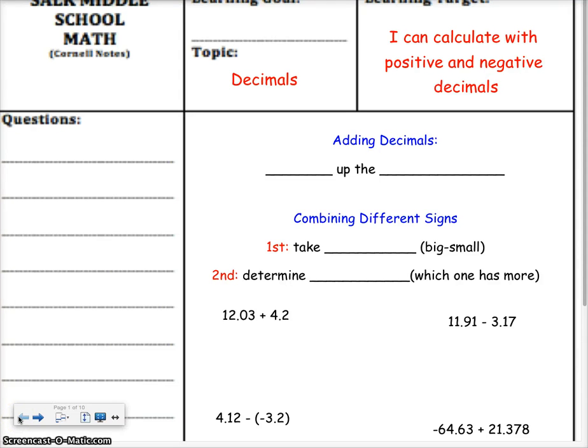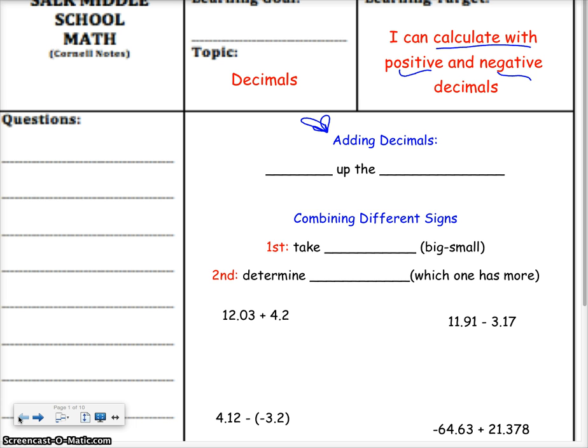Okay, we are moving on to our decimal mini unit for rational numbers. What you're going to be able to do today is calculate with positive and negative decimals. Specifically today, all you're going to do is add and subtract. That's what you can do today.